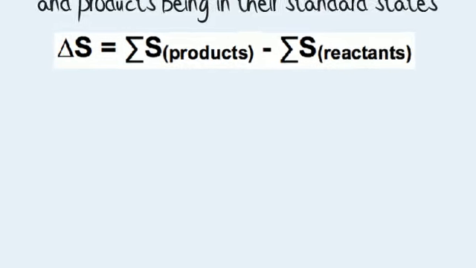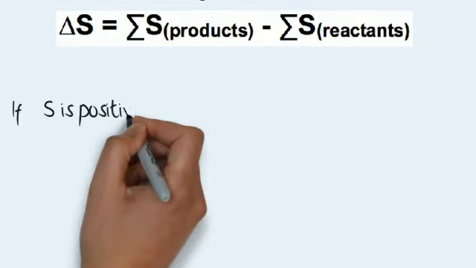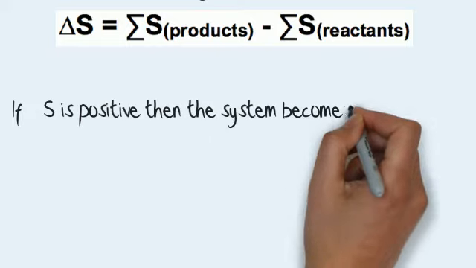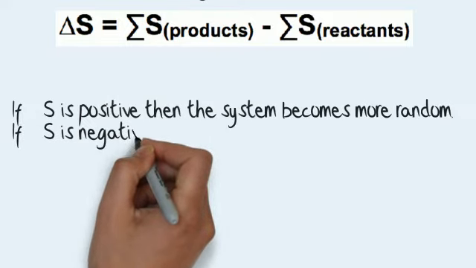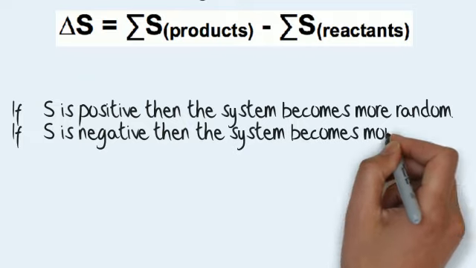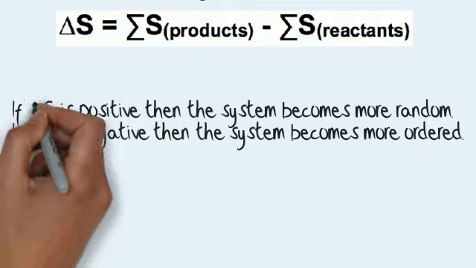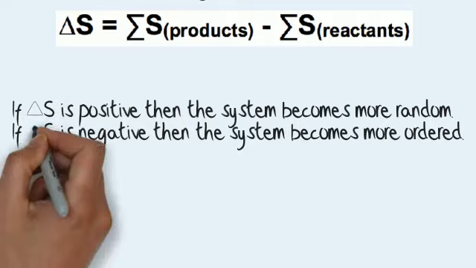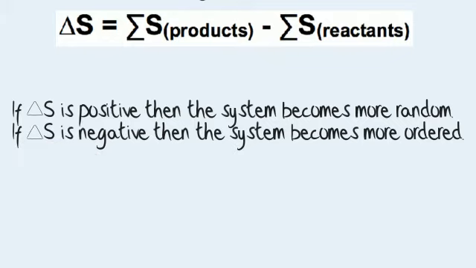Delta S is the sum of the entropy of the products take away the sum of the entropy of the reactants. If delta S is positive, then the system becomes more random. If delta S is negative, then the system becomes more ordered.